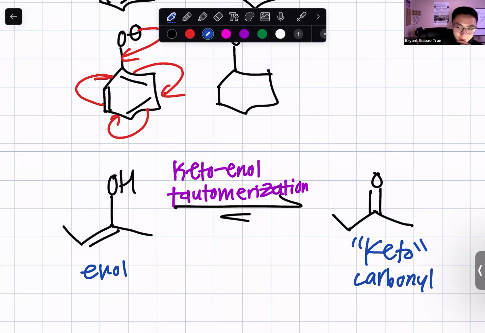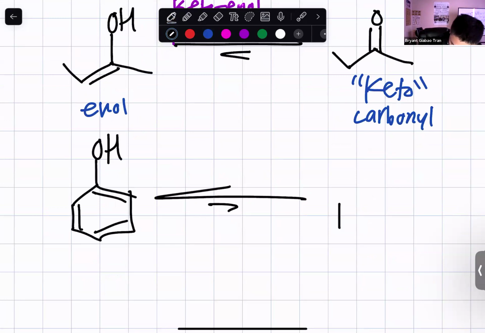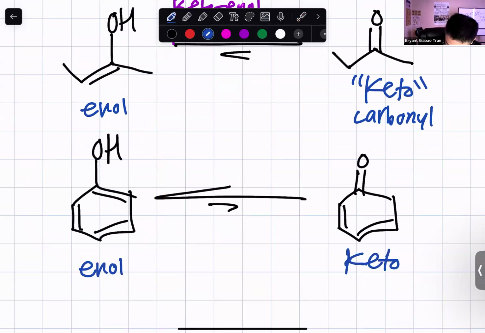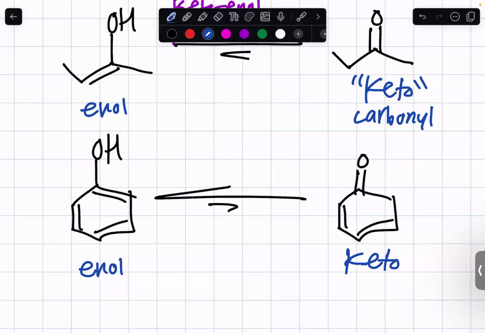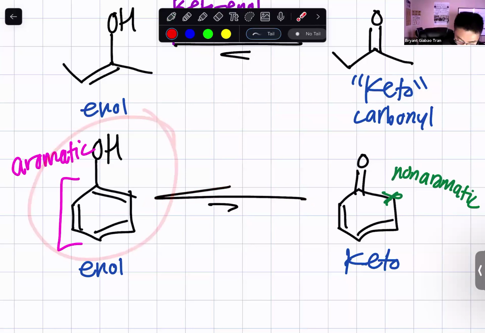But for phenols, let's say we have this phenol right here. The enol form is more stable, more preferred over the keto form. Can you think of a reason why we want to keep the enol form instead of the keto form, carbonyl form? I want to say resonance, you have the aromatic ring. That's really favorable thermodynamically. Aromatic ring right here, that's right. Non-aromatic makes it less stable. And we prefer the more stable structure, which is why the phenol prefers to be the enol form over the keto form.